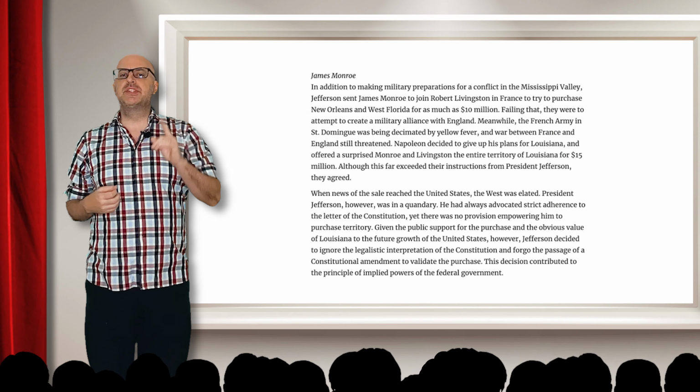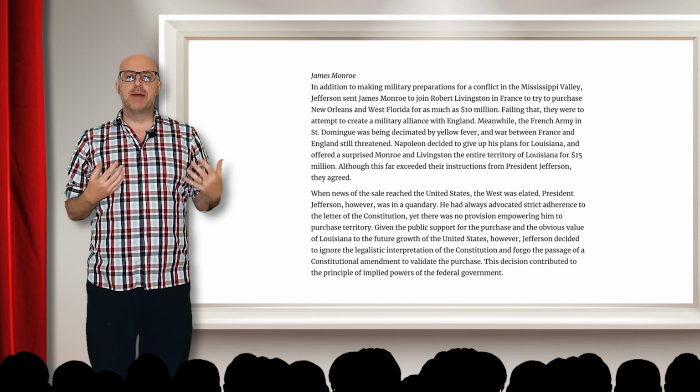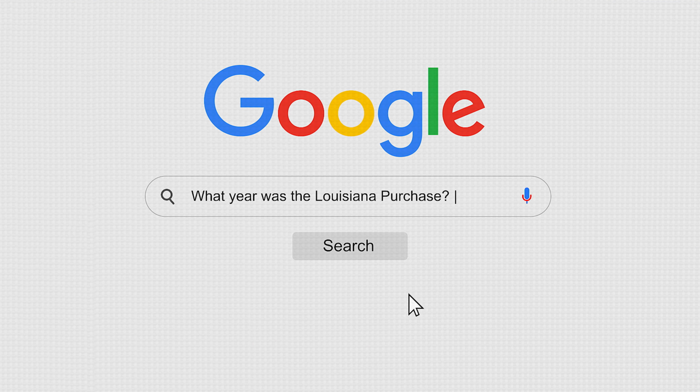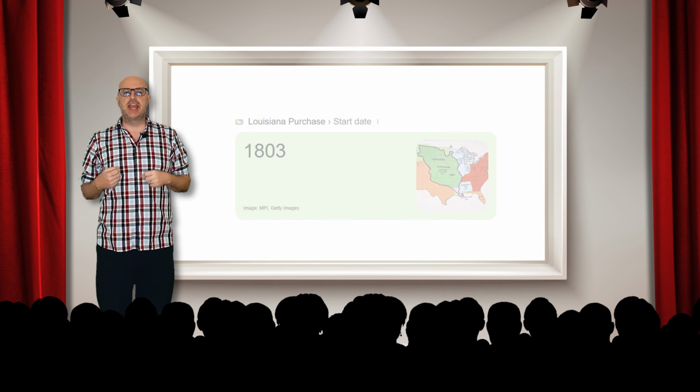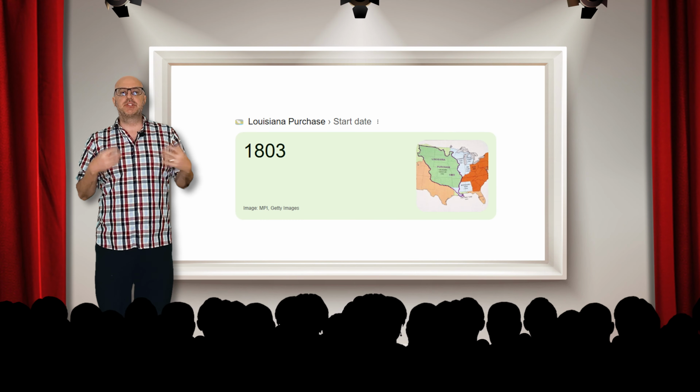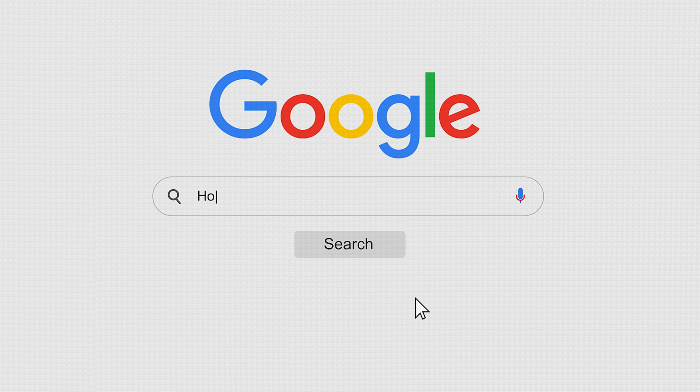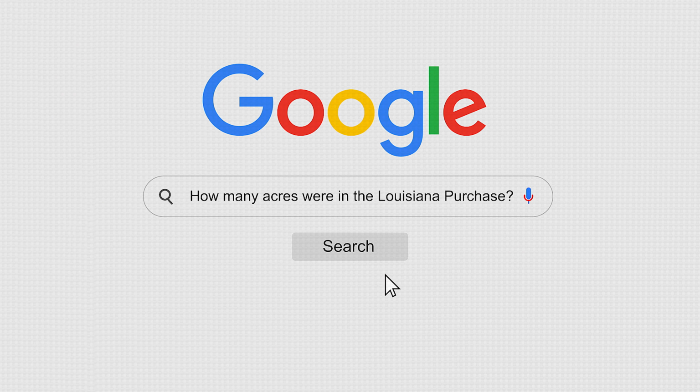So let's take one step narrower than this just to see what happens. For example, what year was the Louisiana Purchase? Okay, Google just pops up a box saying 1803 and then provides a bunch of sources saying the same thing but with more words. Okay, how about how many acres were in the Louisiana Purchase?